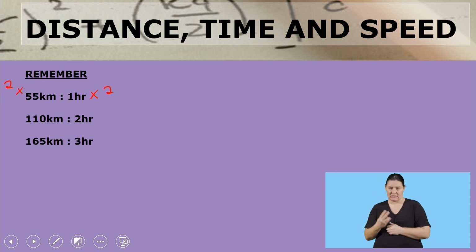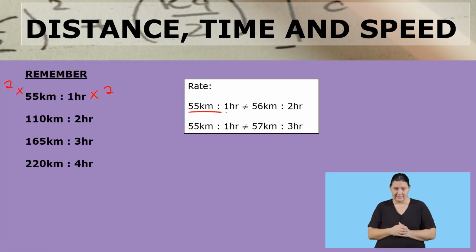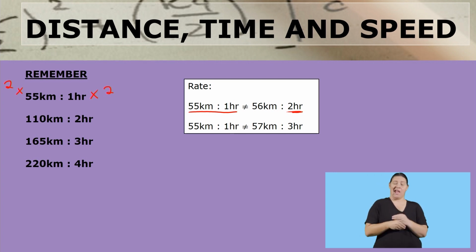The same applies if I go to 3 hours, I'm just going to multiply by 3. And the same applies if I go to 4 hours, I'm just going to multiply. So the key here is that we are multiplying. If I have 55 kilometers is to 1 hour, and I'm going to have 2 hours, it doesn't mean I added 1, which means my kilometers are going to be 56 kilometers. No, we do not move with our ratios by adding. Instead, we move by multiplying.